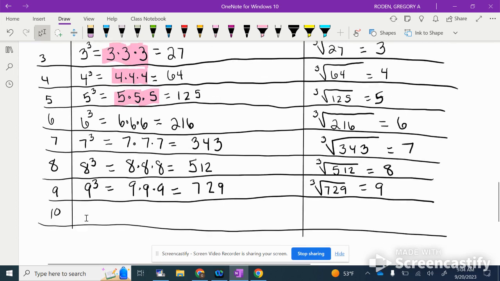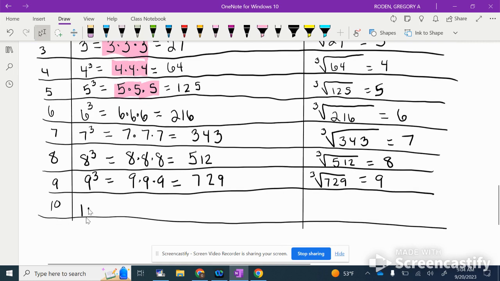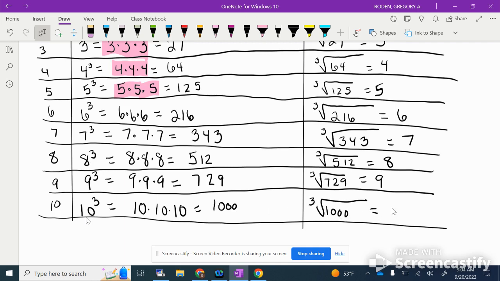And the last one, I bet you guys could figure this one out. So we have 10 to the third power. 10 to the third power is 10 times 10 times 10. Mrs. Galler, what's 10 times 10 times 10? 1,000. 3 zeros. So the cube root of 1,000 equals 10. So now you have a perfect cube chart.